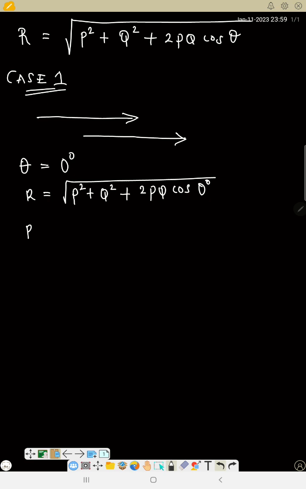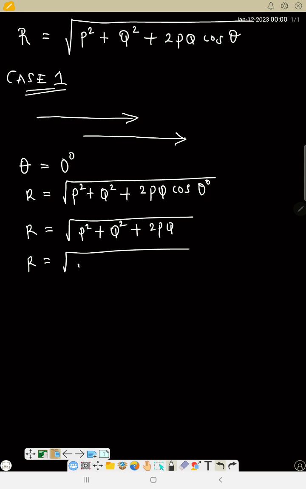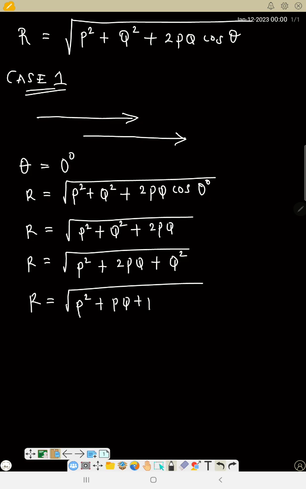Now if you press the calculator, cos 0 is 1. So that means r is equal to the square root of p square plus q square plus 2pq, because cos 0 is 1. Now this is r equals the square root of p square plus 2pq plus q square. Now this is a quadratic expression, so let's try and factorize. So r is equal to p square plus pq plus pq plus q square.